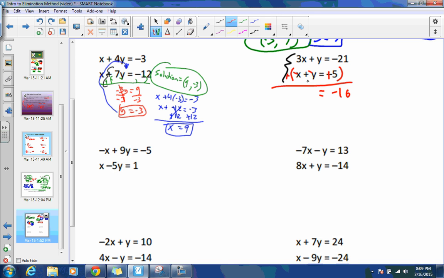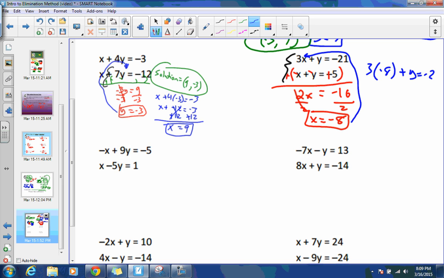the y's cancel out, and then we have 3x minus x, or 3x minus 1x, is 2x. Divide both sides by 2. x equals negative 8. All right, let's carry that negative 8 into one of these x's. Let's go into this first one here. So instead of 3 times x, it's 3 times negative 8, plus y equals negative 21. And you might know 3 times negative 8 is negative 24.